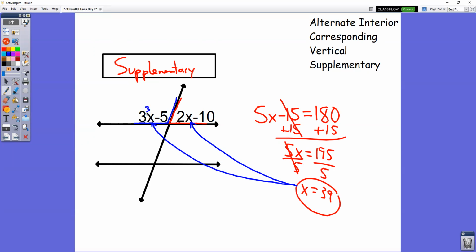3 times 39 minus 5 is 112. 2 times 39 minus 10 is 68. Always make sure that your answer makes sense. 112 plus 68 does give you 180, which is what we wanted to get in the end. So again, you had one obtuse and one acute. That is your sign that it is supplementary.